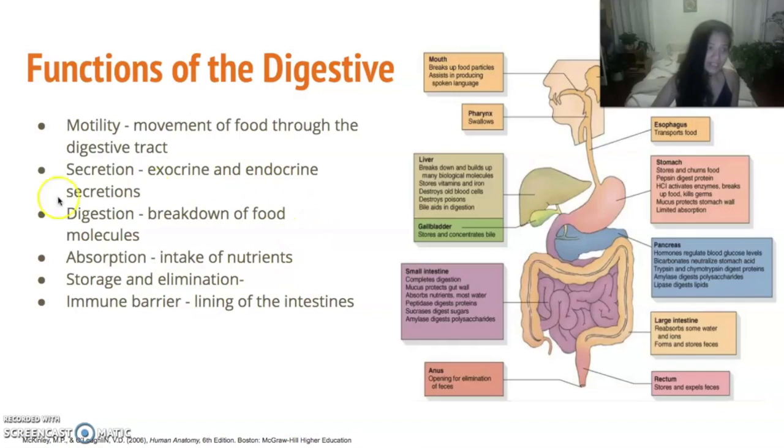Now, the exocrine and the endocrine function secretes enzymes to assist in digestion and break down food into nutrients that the body can absorb and use while eliminating waste products as well. And another function of the digestive system is the immune barrier. The lining of the intestine forms a barrier for protection against any microbes that can potentially be harmful to us.